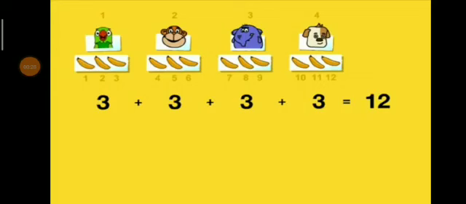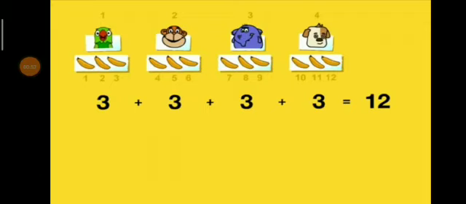Students, there are 4 animals. Rama wants to give each one 3 bananas. 3 bananas for parrot, 3 for monkey, 3 for elephant and 3 for dog. So Rama needs 3 plus 3 plus 3 plus 3 bananas. So students, how many is that?